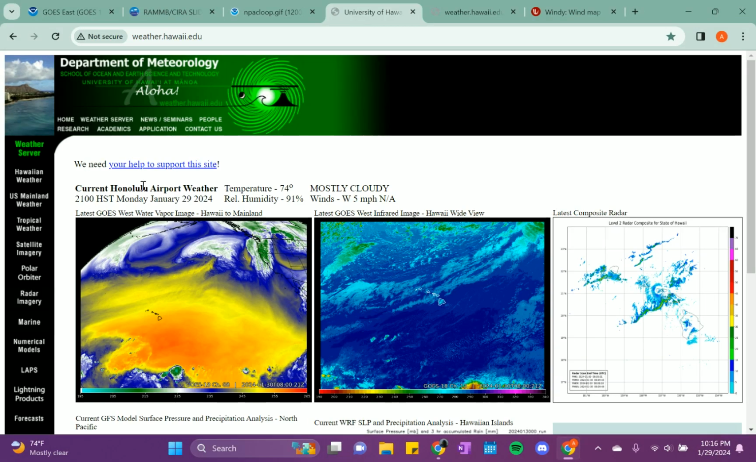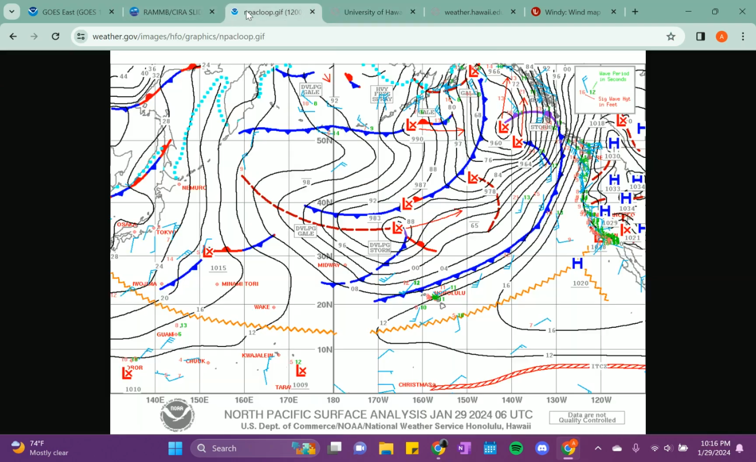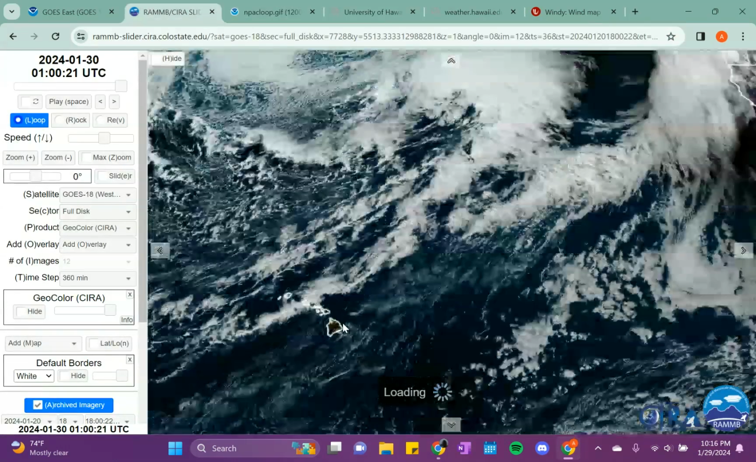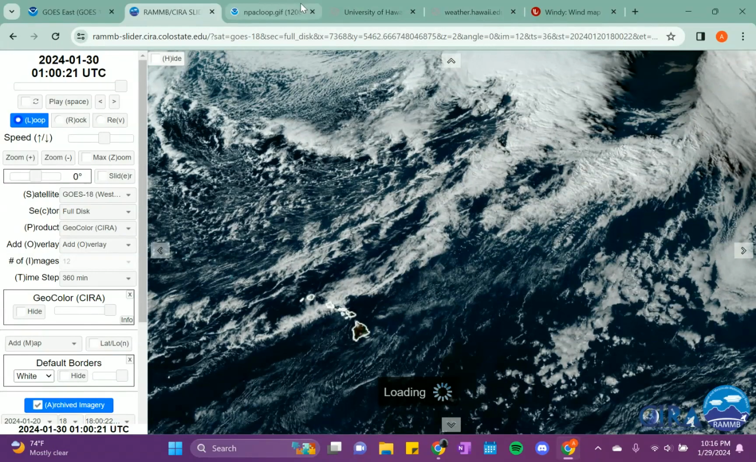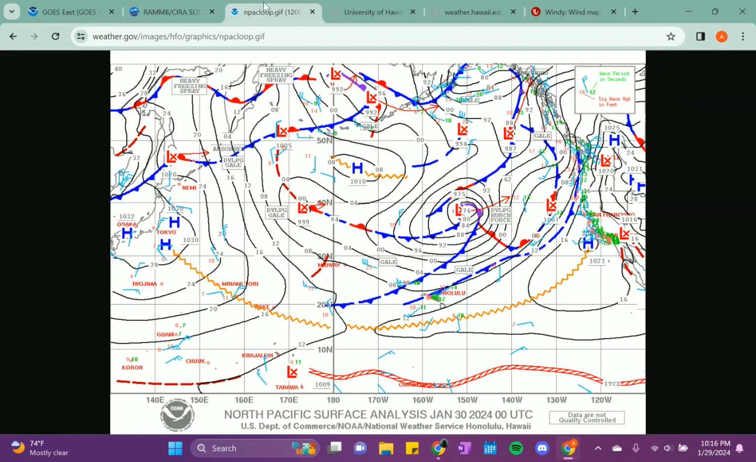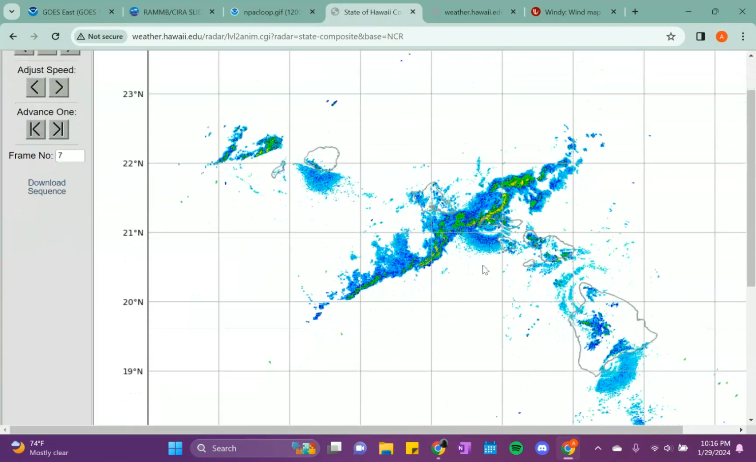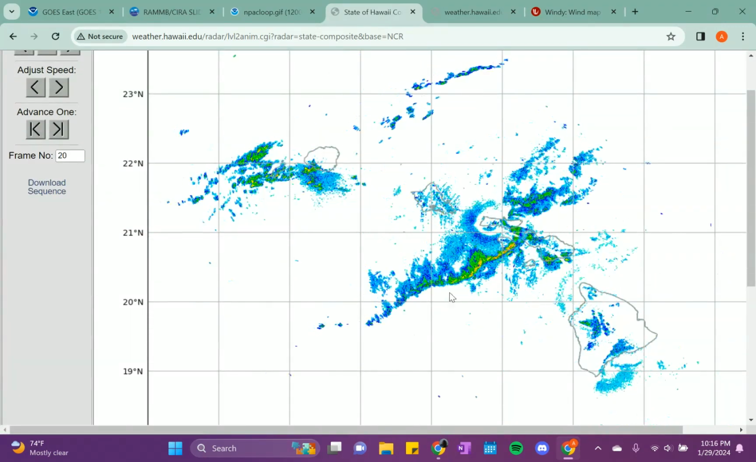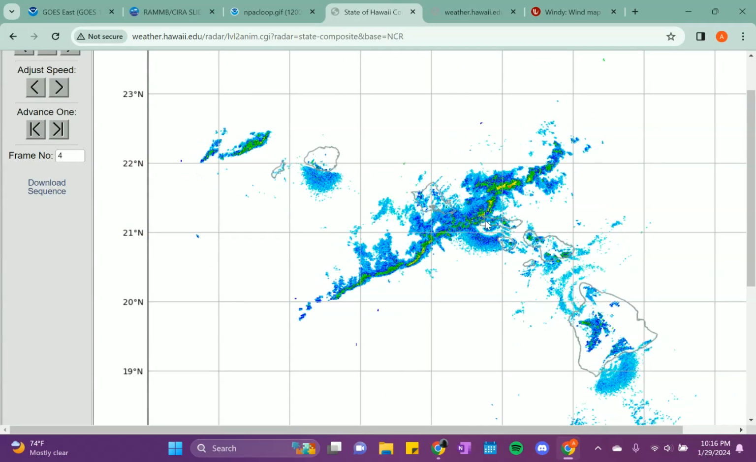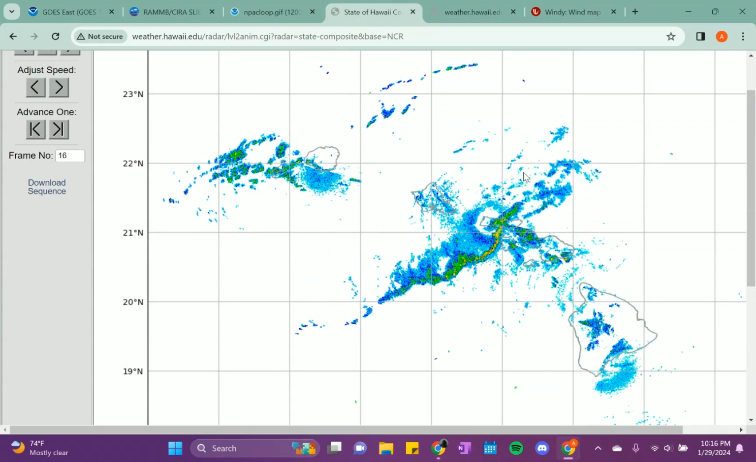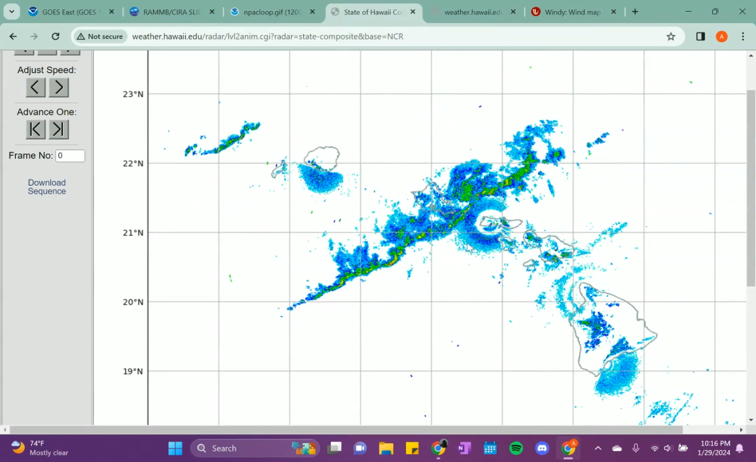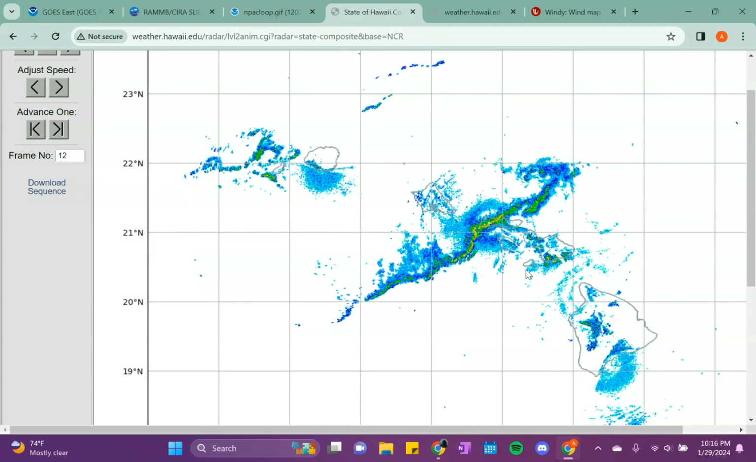Current conditions at the Honolulu airport is 74 degrees, and our relative humidity is pretty high at 91%, which makes a lot of sense considering how much moisture is being advected over us thanks to this storm up here. Looking at the radar composite, we can see that this rain band is passing over the now eastern islands.